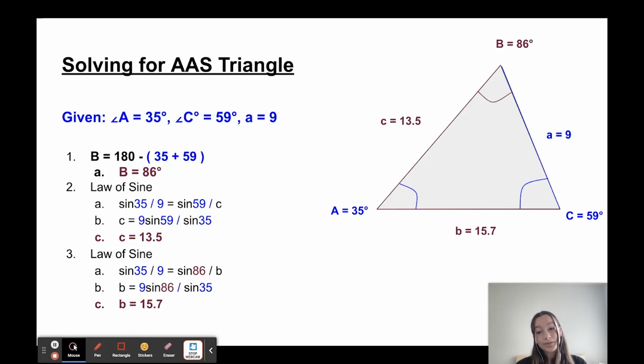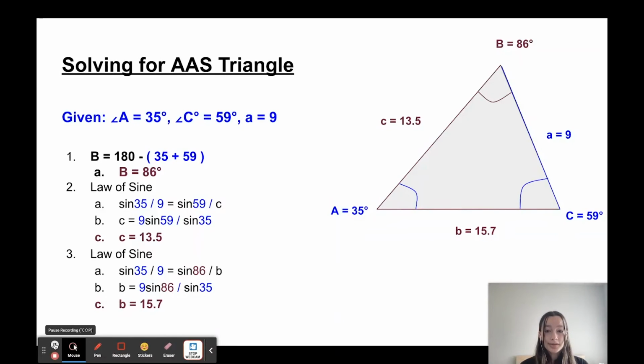So in this case, we use sine 35 over 9 equals sine 59 over C, and we solve it for C. So we get C equals 9 sine 59 over sine 35. And in this case, we get C equals 13.5.